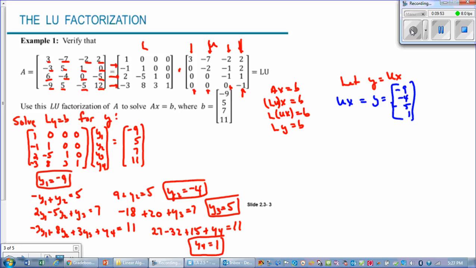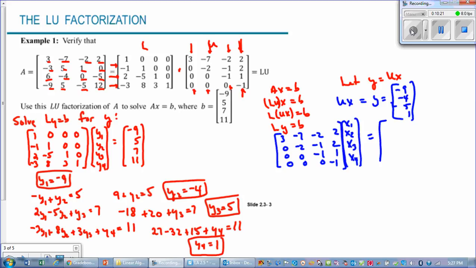Okay, so writing the U down, we have 3, -7, -2, 2, 0, -2, -1, 2, 0, 0, -1, 1, 0, 0, 0, -1. This is times our x, which will be x1, x2, x3, x4, equal to the y. And again, we could do this by row reduction, set up an augmented matrix and do row reduction, but I'm going to do it by hand just to demonstrate how easy it is. It's not very many calculations and it's very quick.